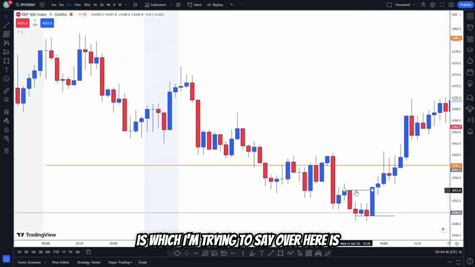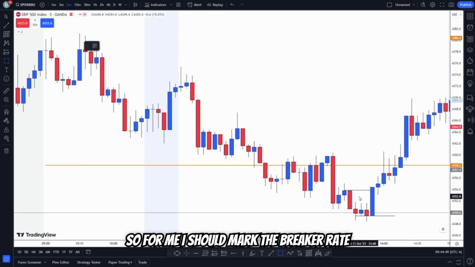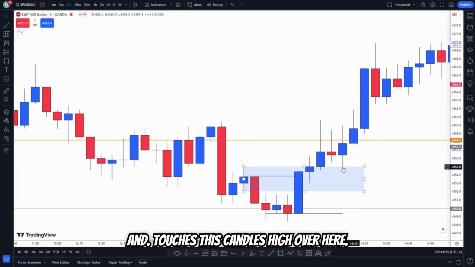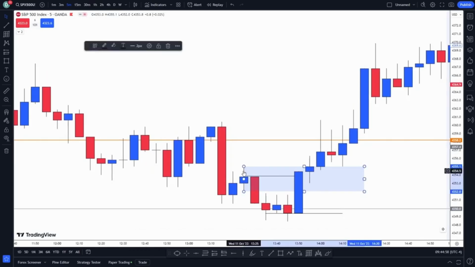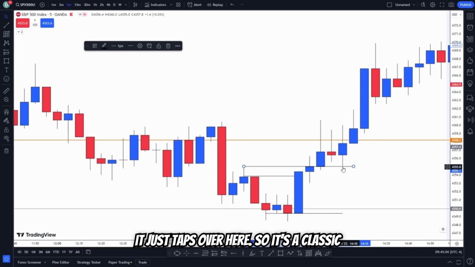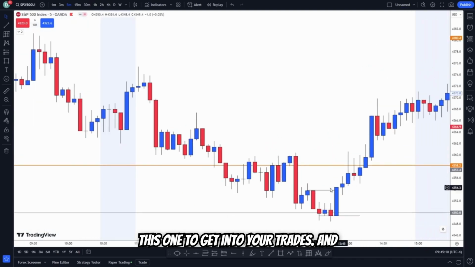The thing I'm trying to say over here is that you can easily see it's forming a breaker pattern also. So for me, I should mark the breaker right over here. Look how precisely it came and touches this candle's high. See, it just taps over here. So it's a classic ICT breaker, and you can use this one to get into your trades.